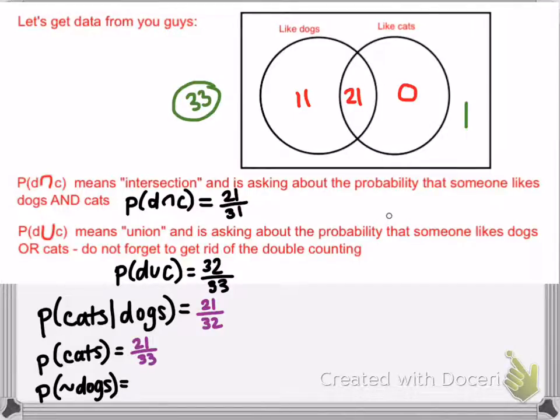The probability of not dogs is what that means. And so I want everybody other than these people in the dog circle. I don't want these people in the dog circle. Well, in our case, there's only one person left who doesn't like dogs. So that one's a 1 out of 33. All right, let's make it slightly more complicated and do a 3-circle Venn diagram.